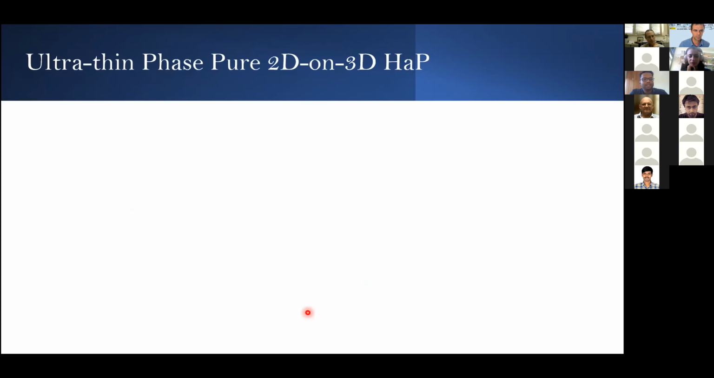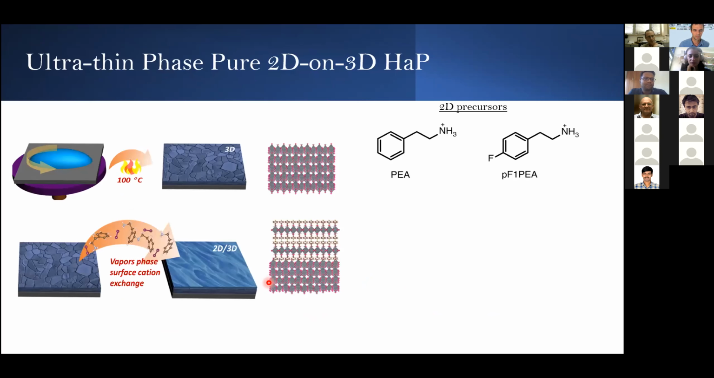But before that, for preparing the samples of this 2D/3D perovskite, we wanted basically a phase pure 2D on top of a 3D perovskite. We used a standard recipe first for making NaPbI3, which is our 3D perovskite structure, using the precursor materials that we have. And then we used a vapor phase surface cation exchange by using these 2D precursors in order to have a conversion of the top few nanometers of the 3D into a 2D structure.